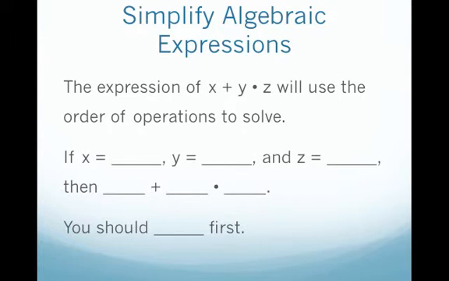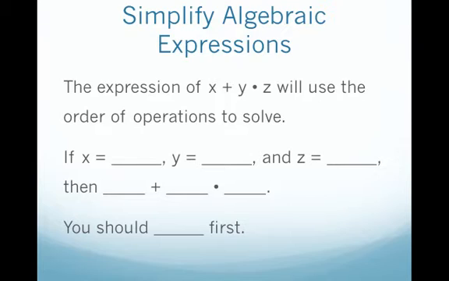Simplifying algebraic expressions. The expression of x plus y times z will use the order of operations to solve. If x is equal to blank, and y is equal to blank, and z is equal to blank, then blank plus blank times blank. You should do blank first.